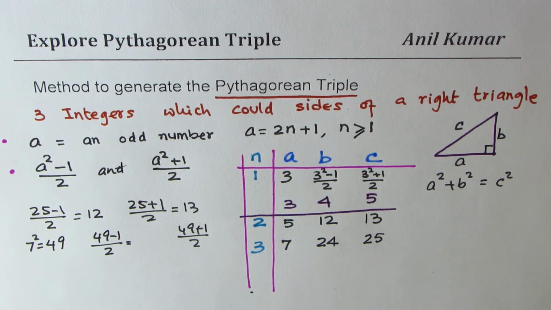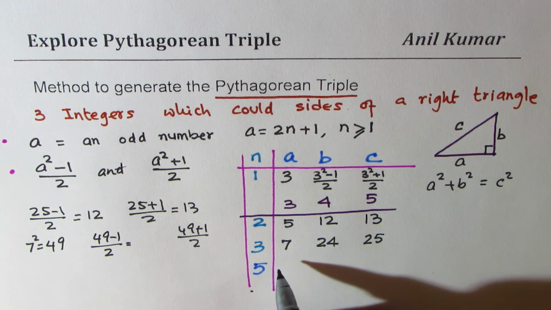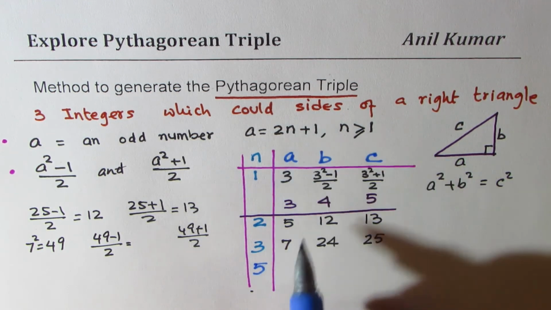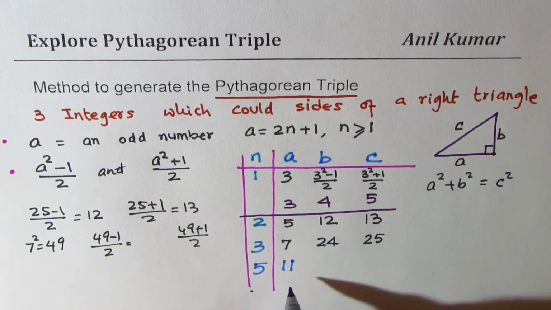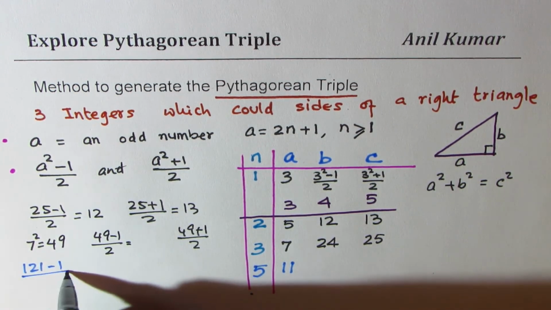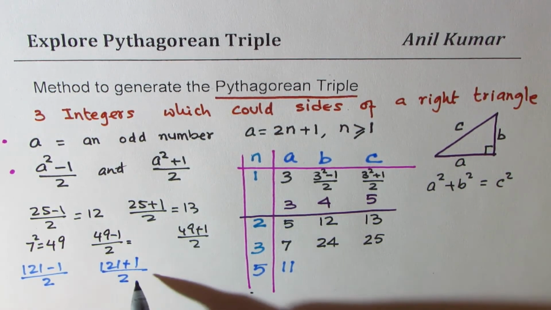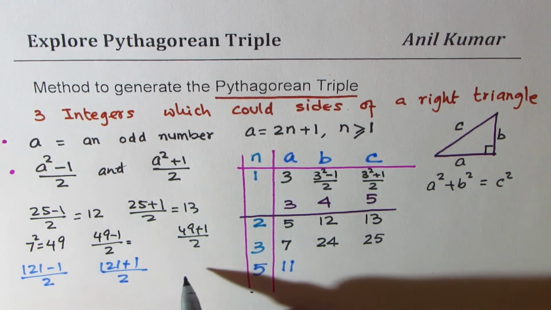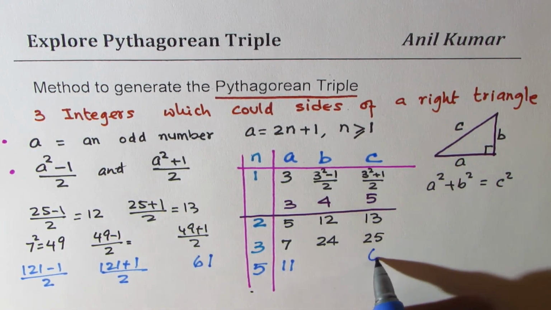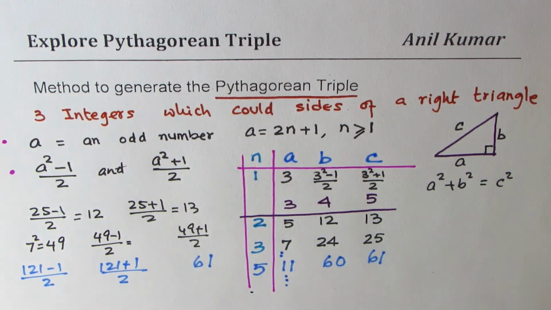So you could easily get a series of numbers. You get an idea, right? If you do it for n equal to 5, then A will be 5 times 2, 10, plus 1, 11, for example. So the numbers will be 121 minus 1 by 2 and 121 plus 1 by 2. 122 halved is 61, and so this is 61 and this is 60. Likewise, you can continue the series.